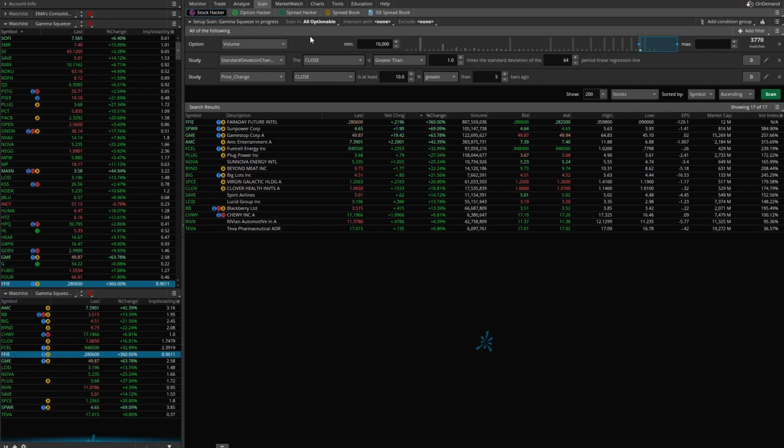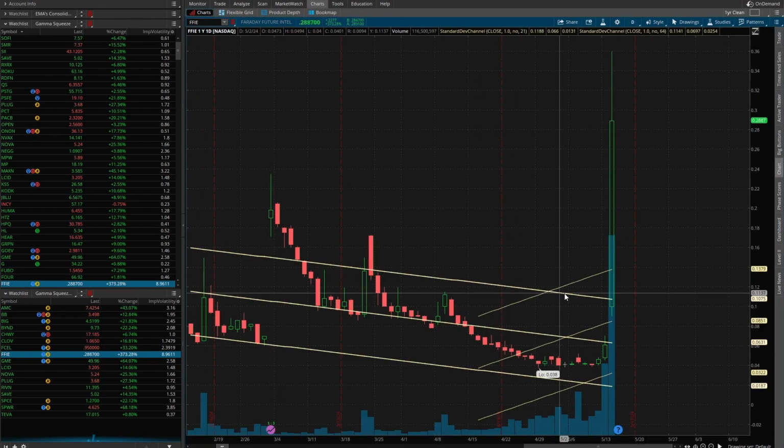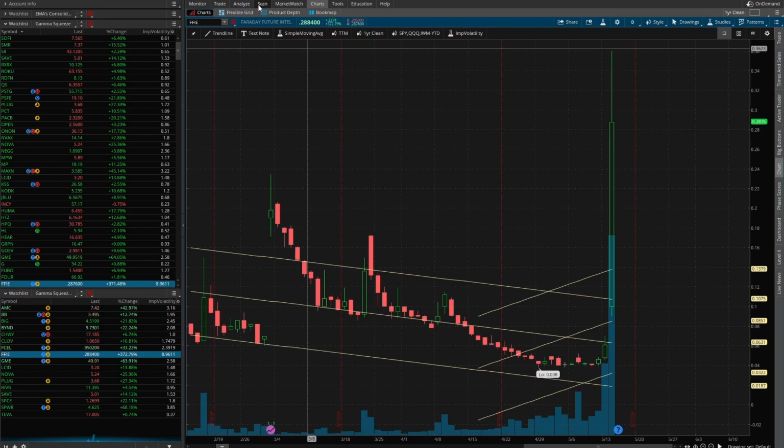So the first scan I have just labeled as gamma squeeze in progress. This is going to give you stocks that have already started what is to be called a gamma squeeze. And we just have 3 studies here. You have an option study filter for volume. We just want 10,000 volume. The standard deviation, close greater than 1 standard deviation, and that's the 64 period, which is this right here. So it's making sure we are above this line right here.